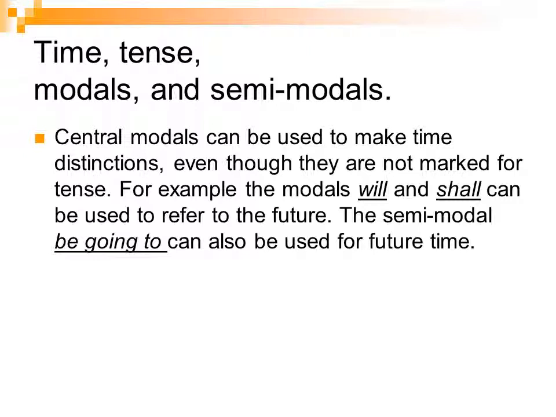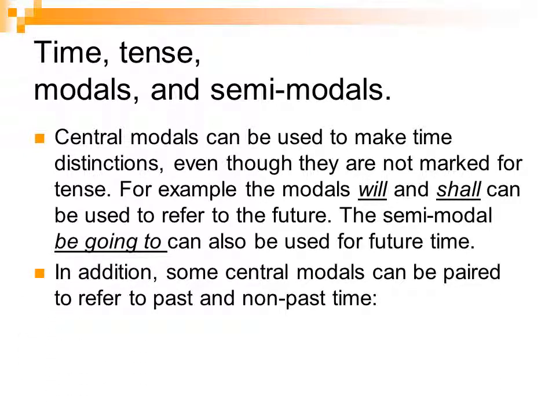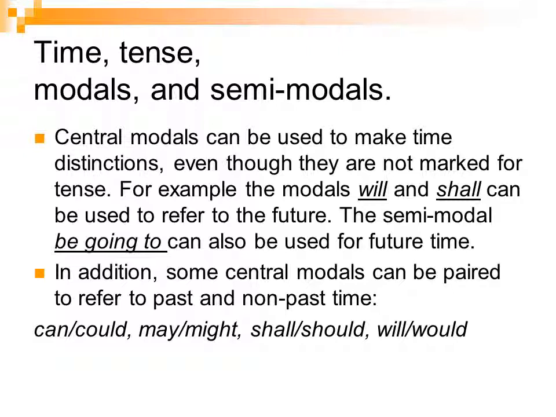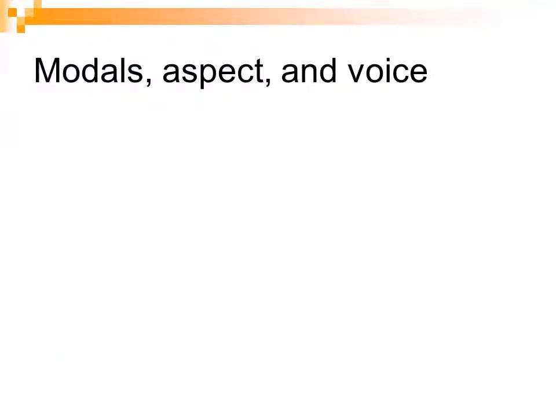is also used for future time. And you'll see that in a lot of grammar books. That's essentially what they call the future. And also, some central modals can be matched together to refer to past and non-past time. And I would argue a lot of times people talk about it as past and present. Can and could. People would say can is like the present, could is in the past, may is in the present. Well, I don't know about might in the past. Shall and should, will and would, definitely. And you'll see grammar books that talk about that.